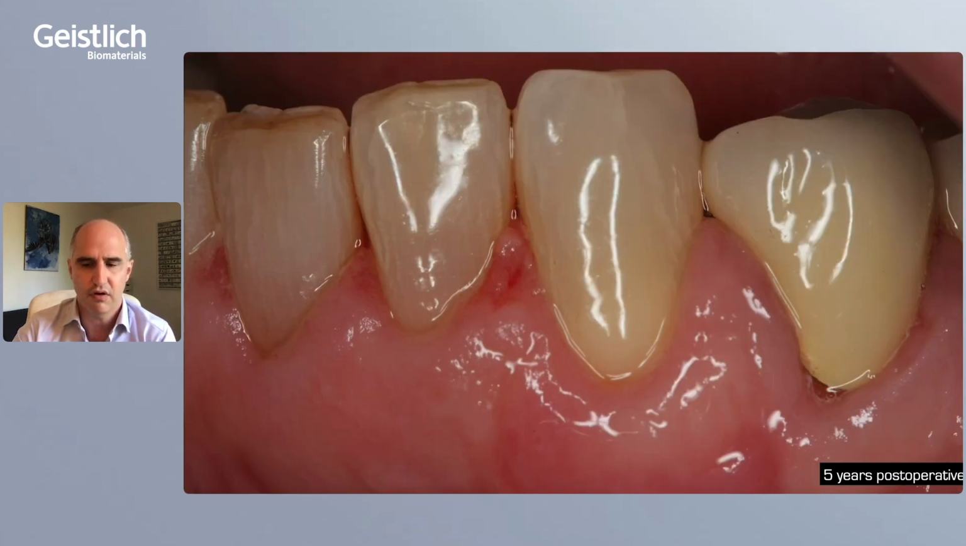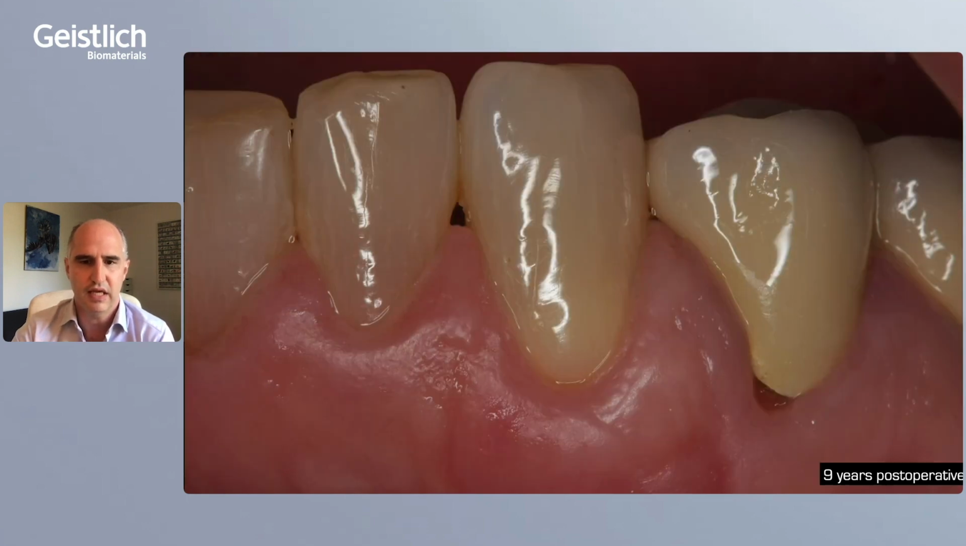And we have the longer documentation in this case, so we can look into the 5 years post-op result. You see also literally no change, still an adequate soft tissue thickness, and the complete coverage of the recession is still there. And if we look into this case after 9 years, we see that the clinical situation is more or less the same as it was some years ago.